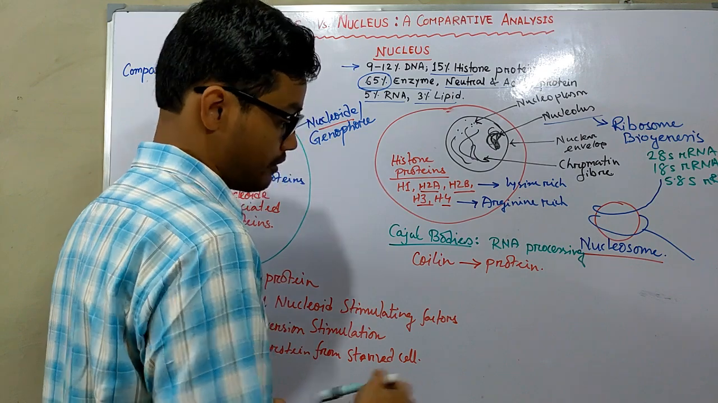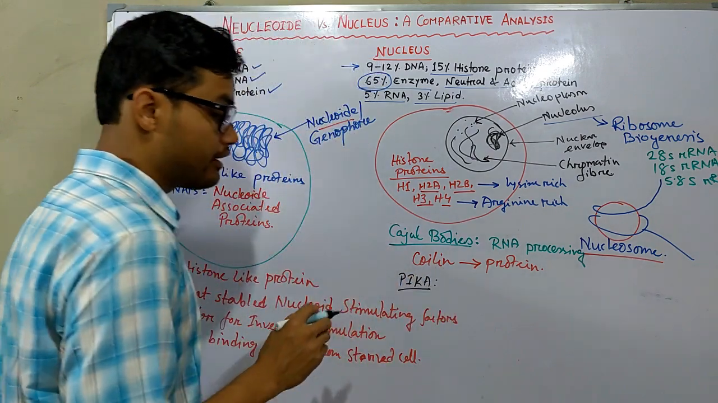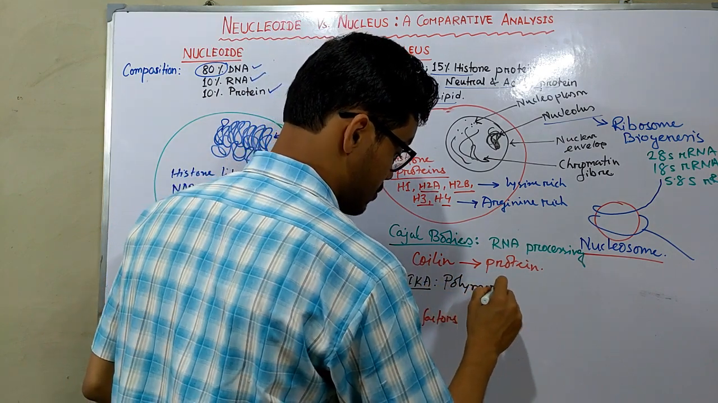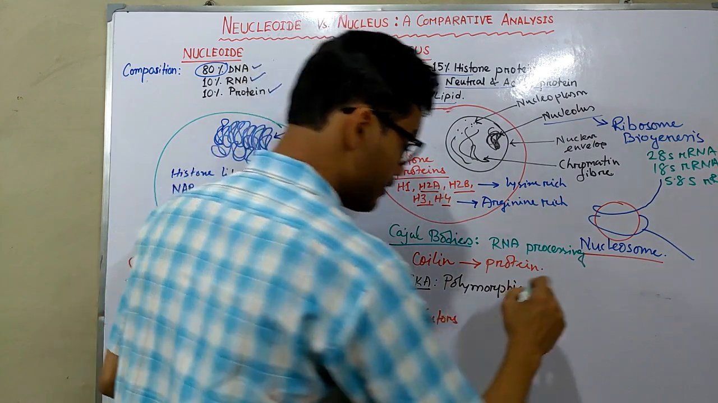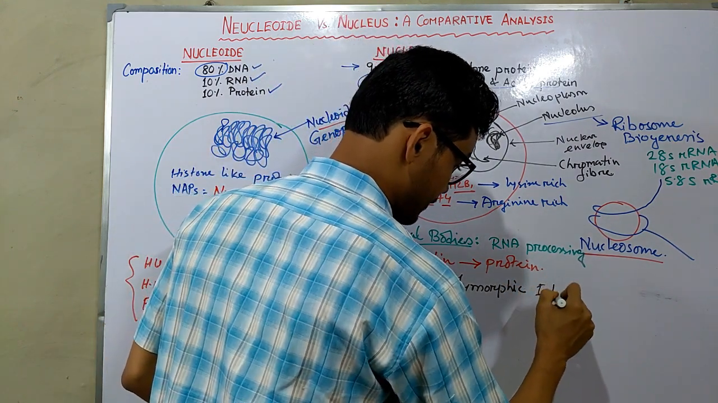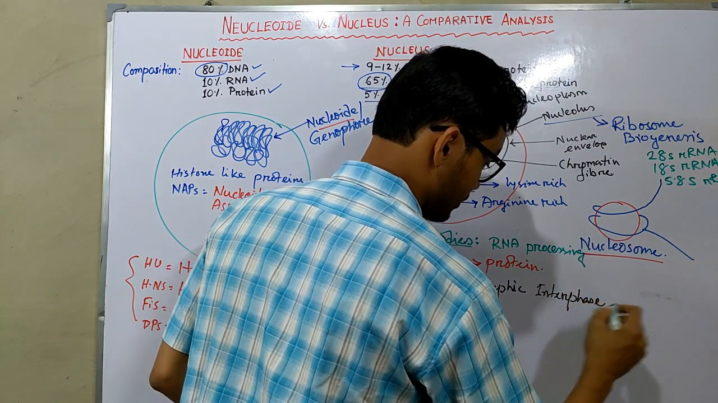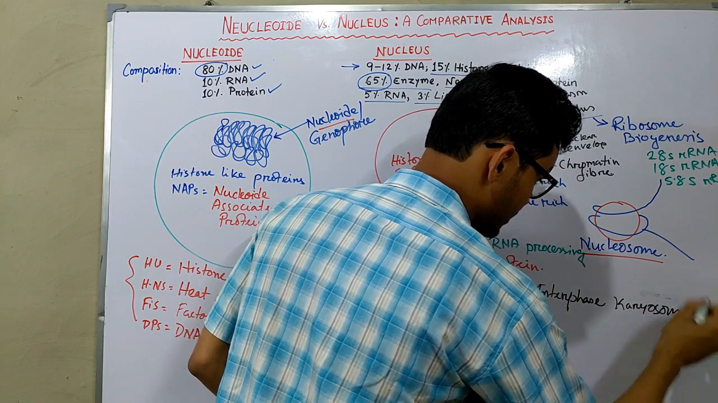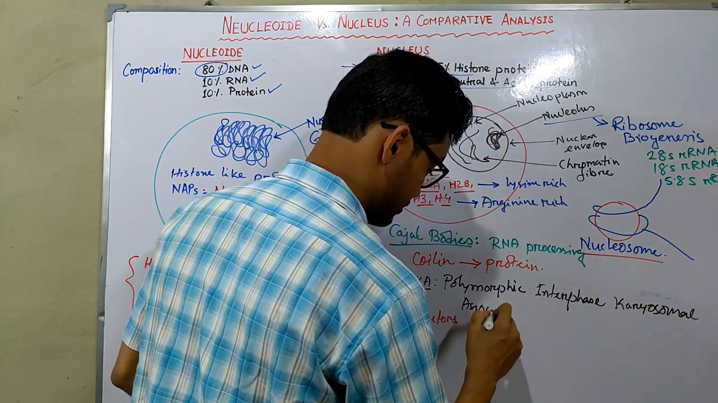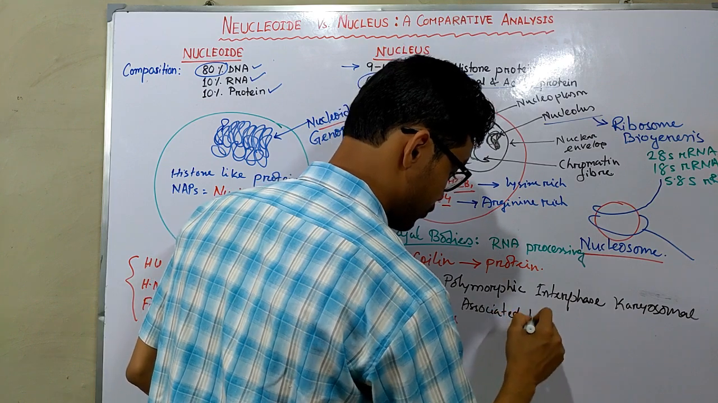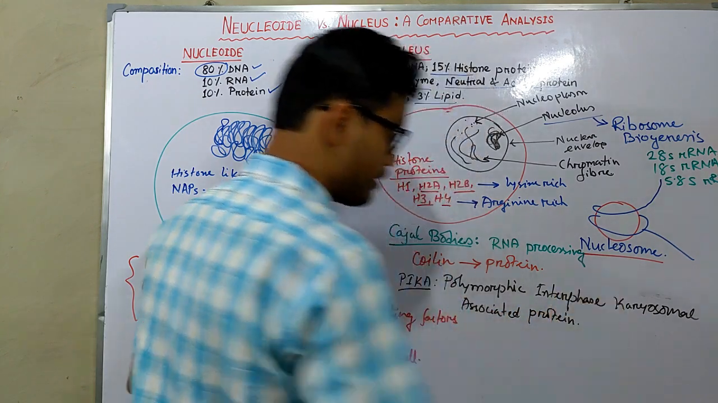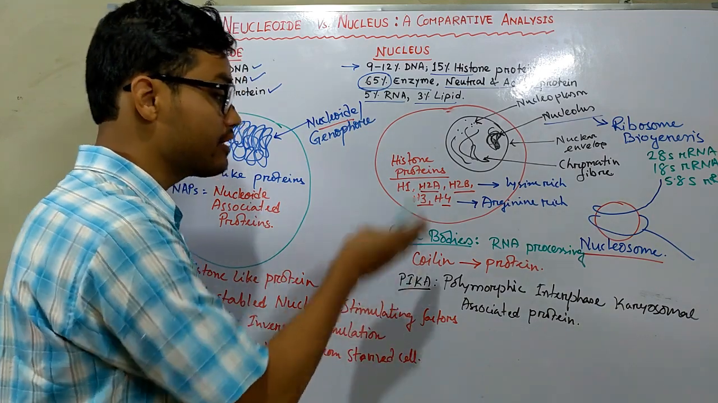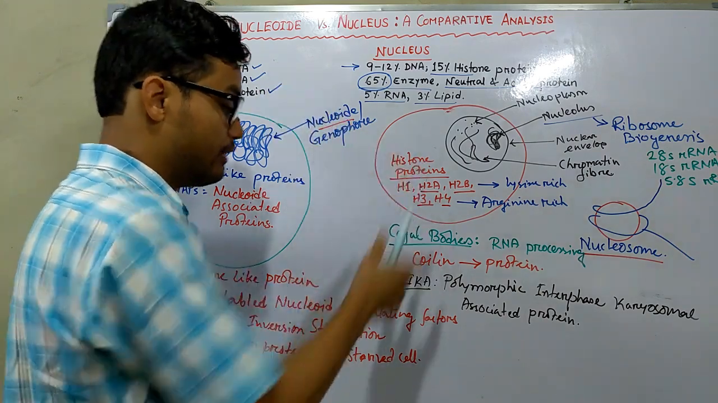Next thing is PIKA domains. PIKA domains are produced in case of eukaryotic cell. PIKA stands for polymorphic interphase karyosomal associated proteins. The main function of PIKA is still unknown, but PIKA domains are present in the nucleus.